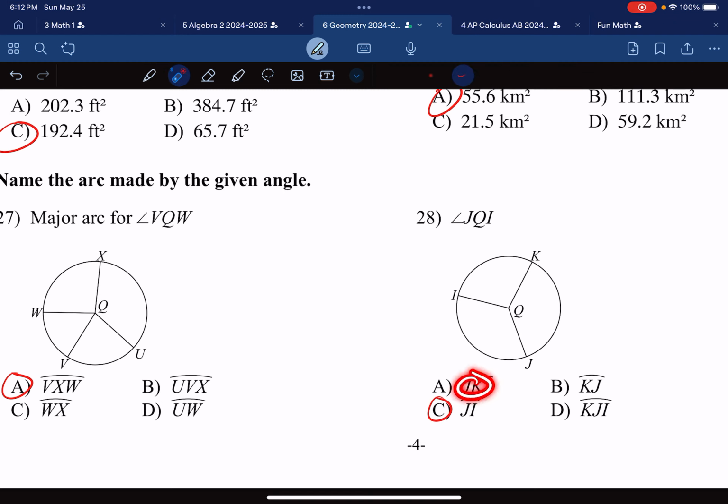Remember that JKI is going from J all the way to K, then to I. That's the major arc. You only do the major arc when it tells you to do it.